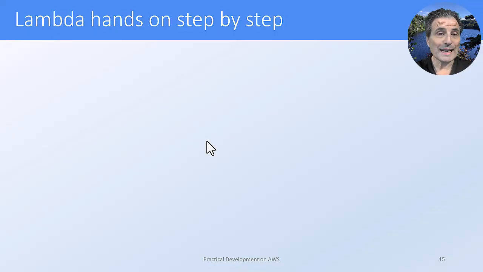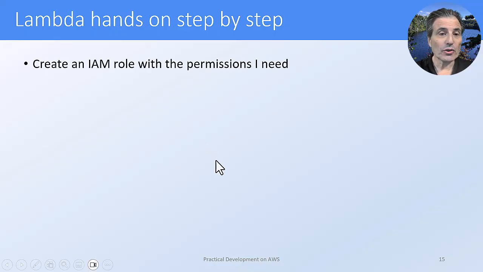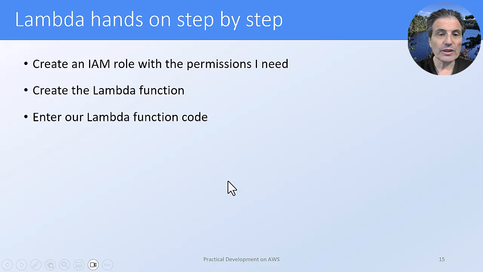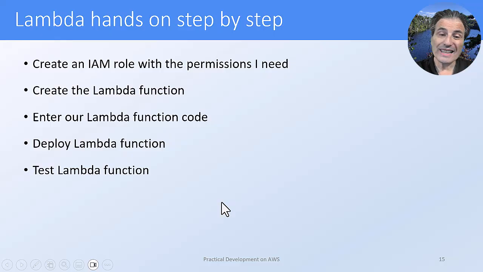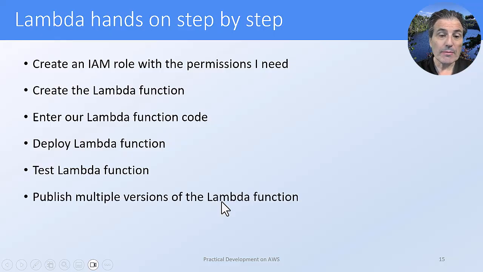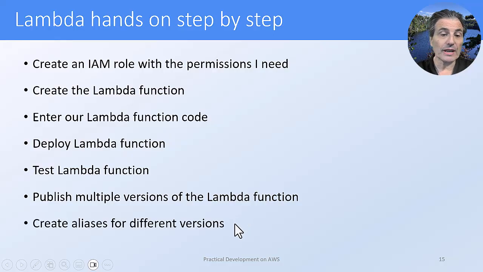So we're going to do this hands-on step by step. First, we're going to create that IAM role that I'm going to need with the permissions for my Lambda function. Then I'm going to create the Lambda function itself. Then I'm going to enter the code for my Lambda function. Then we're going to deploy the Lambda function. We're going to test it locally. Then I'm going to talk about how I can publish multiple versions of the Lambda function and then create aliases for those different Lambda functions.